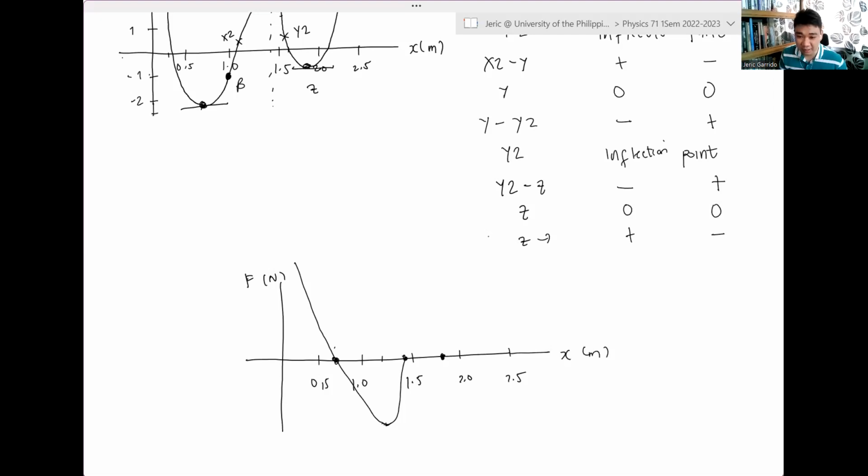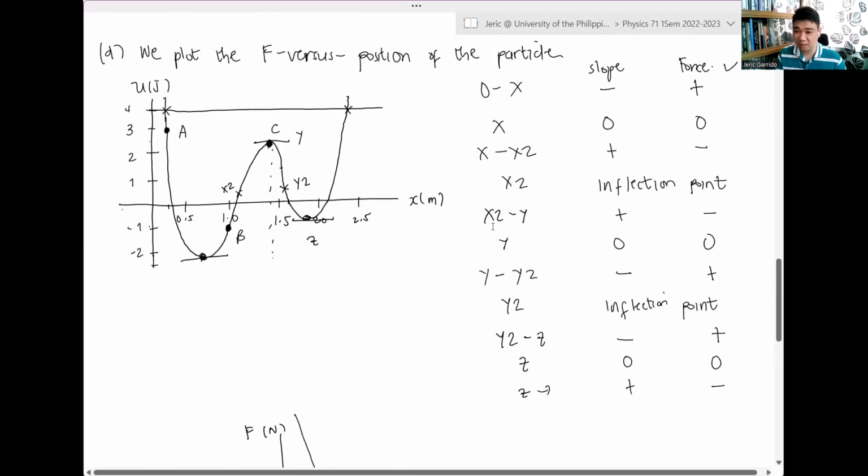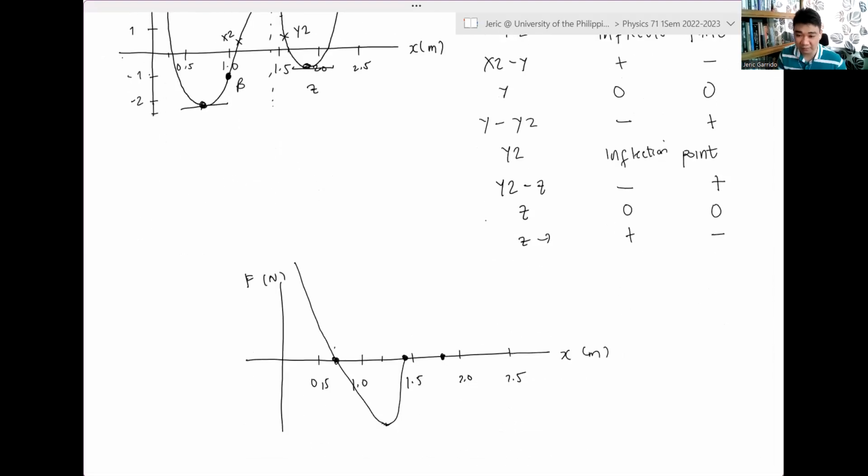Until it reaches the second zero. And then after that, yun na yung location Z. After that, this will be positive. The slope is negative, but bumalik siya sa pagka-positive kasi nag-invert ng sign. So ganyan. And then, near 1.5, magma-maximize yan. Tapos, babalik siya sa negative kasi nagpalit siya. Tapos, dire-diretso na yan. Ganyan yung itsura ng force as a function of position.